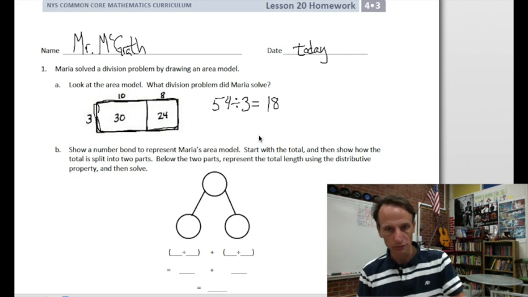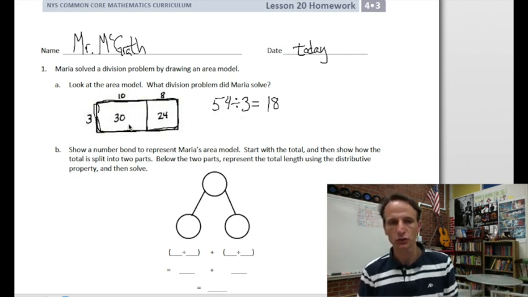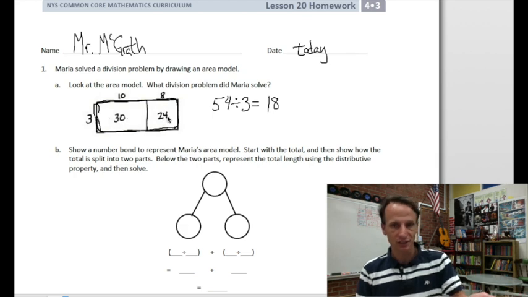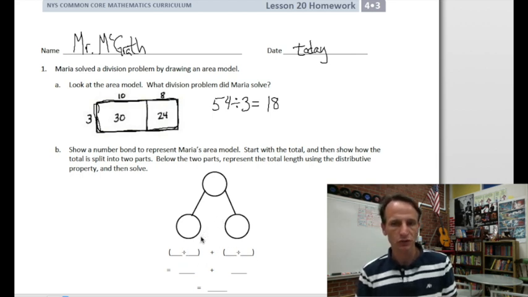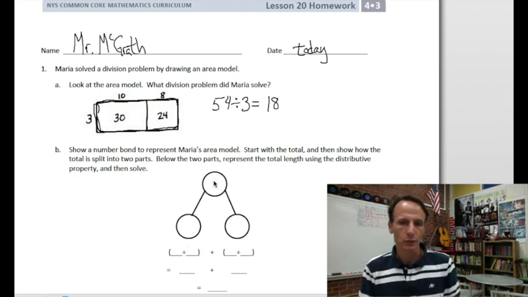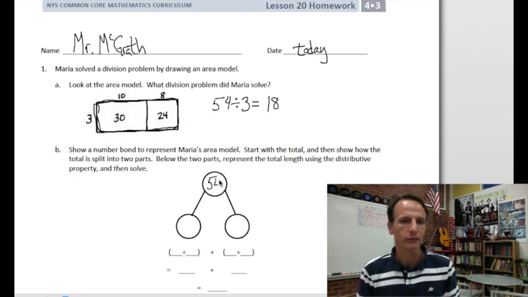Start with the total, which is the 54. Then show how the total is split into 2 parts, just as it's done here, 30 and 24. Below the 2 parts, meaning right here in this division of an addition equation, represent the total length using the distributive property and then solve. Okay, well, let's go through this step by step. So it tells us very simply, start with the total. So that is the 54.